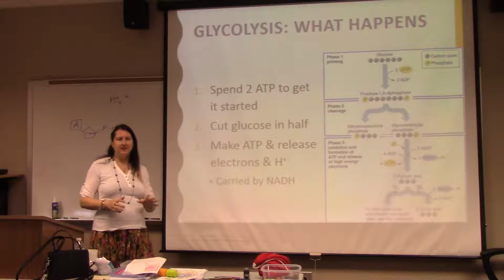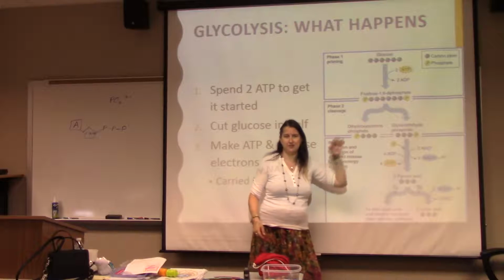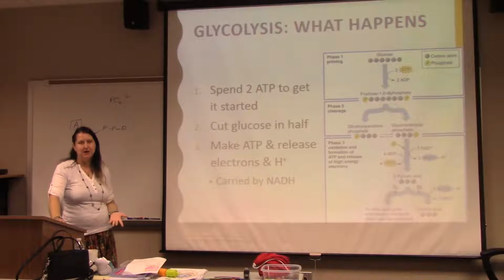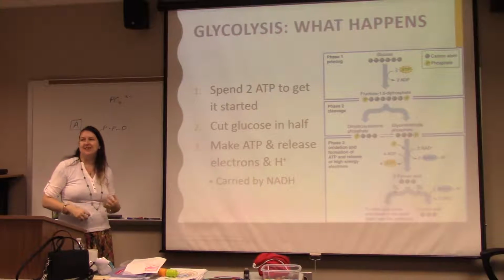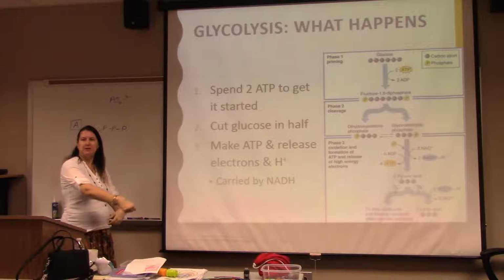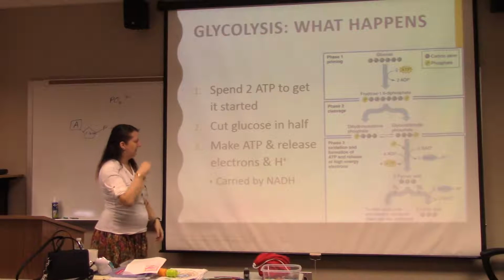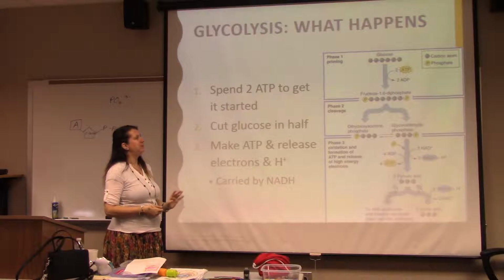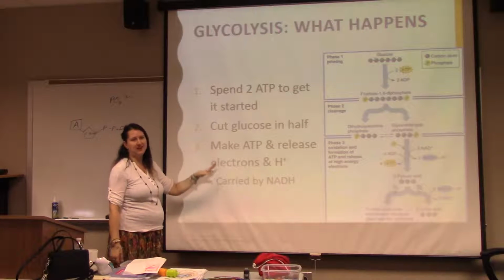First, spend 2 ATP to get it started. Those phosphates get attached to the glucose. Now, this is often referred to as priming the pump. I think of it as, anybody have a gas-powered lawnmower where you have to yank on that cord to get it started? Okay. So, spending the ATP is yanking on the cord, putting some energy in. And then once the motor is running, it uses its gas, here it's using glucose, to get more energy back out. After we spend the ATP, then we cut the glucose in half.